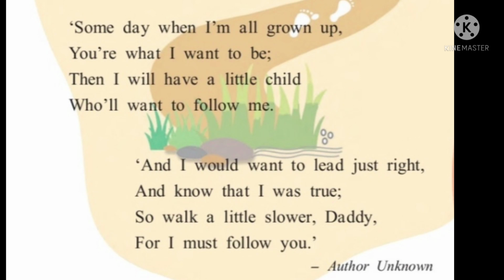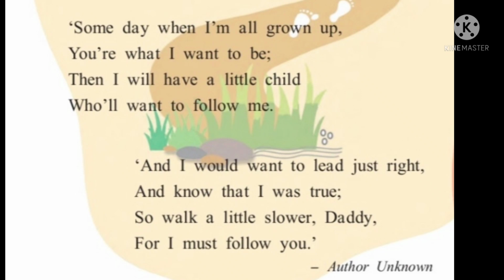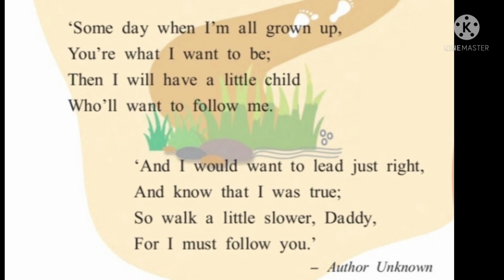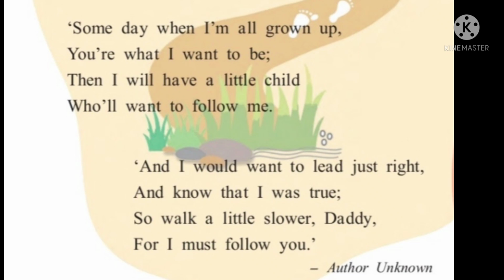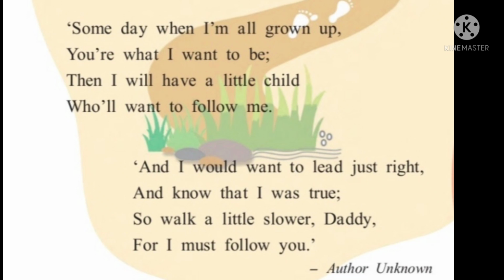Now read the last stanza. And I would want to lead just right and know that I was true. So walk a little slower, daddy, for I must follow you. Here in the last stanza, the child says, after becoming a father, he wants to lead a right path to his own child. He wants his child to be a right person, a proper or good human being, a real human being. So he is requesting his father, walk a little slower because he is following his father.